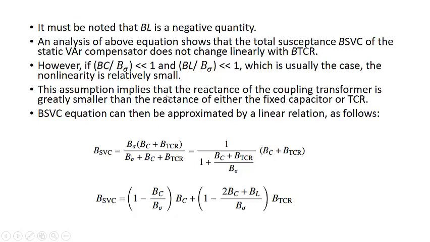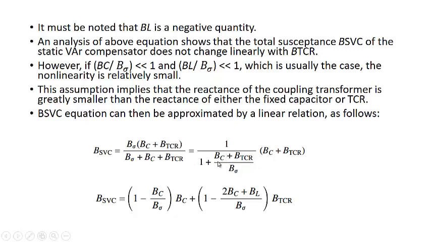This assumption implies that the reactance of the coupling transformer is much smaller than the reactance of either the fixed capacitor or the TCR. So that means the reactance of the coupling transformer will be smaller as compared to the reactance of the capacitor and the reactance of the TCR. BSVC equations can be approximated by the linear relation as follows. So this is the earlier relation. Now I will take it to the numerator.